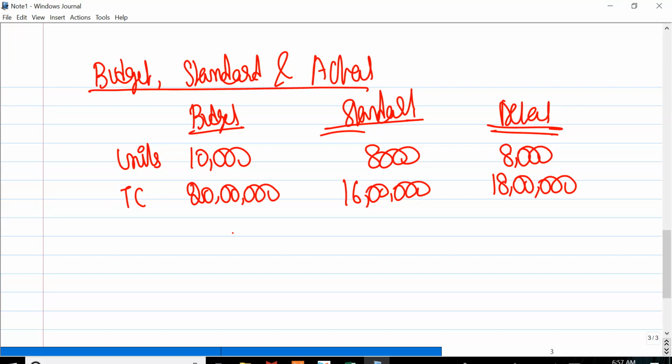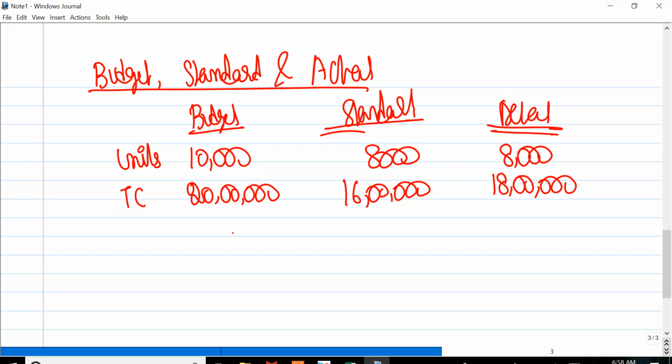So the point is, budget and standard cost per unit is always the same, which is 20 lakh by 10,000 or 16 lakh by 8,000. Budgeted cost refers to the cost to be incurred for budgeted output. Standard cost refers to the cost to be incurred for actual output. Actual cost refers to the cost incurred for actual output. So this is incurred, this is to be incurred, this is also to be incurred. But that to be incurred is for 10,000.